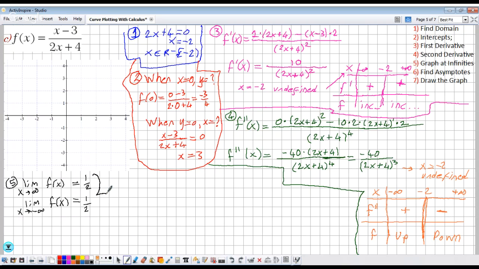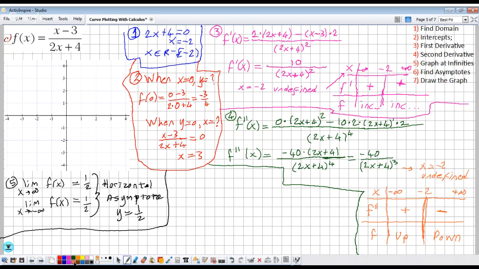Let's make a very nice one in here. Drawing I have. It is horizontal asymptote, which we show as y equals 1 over 2. This was the fifth step.